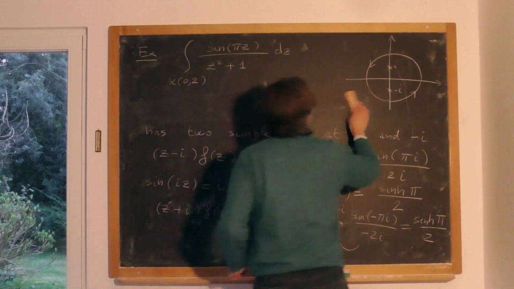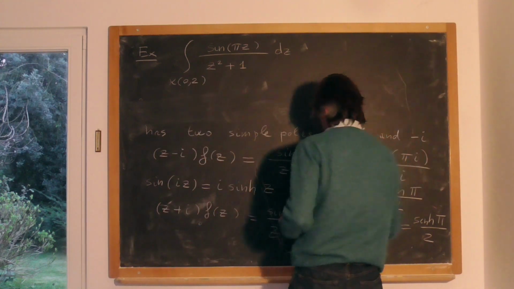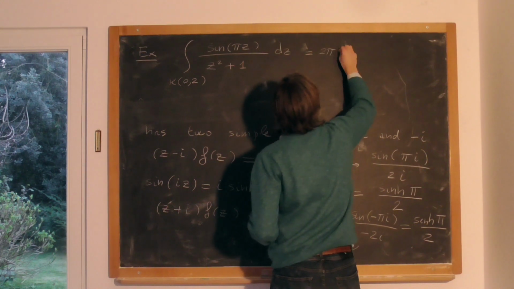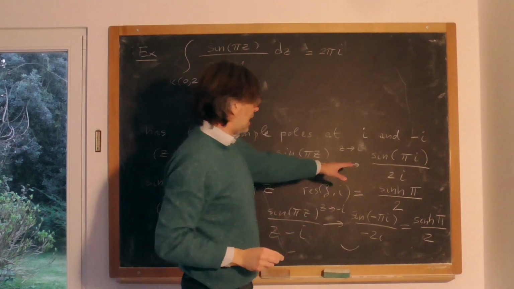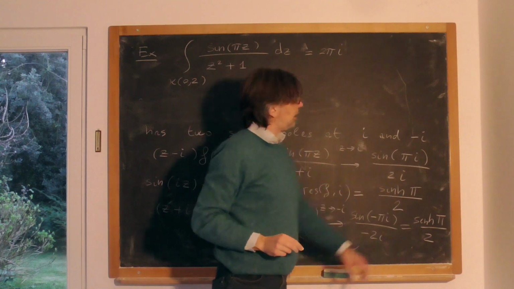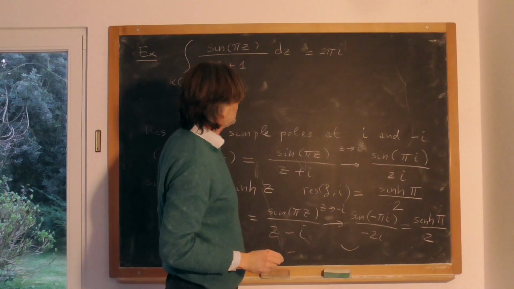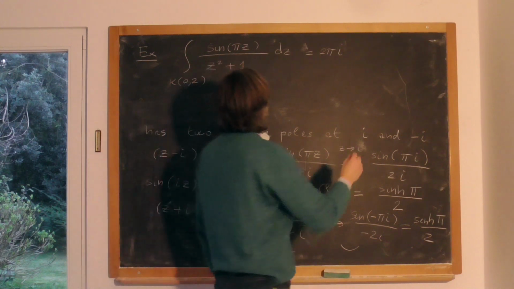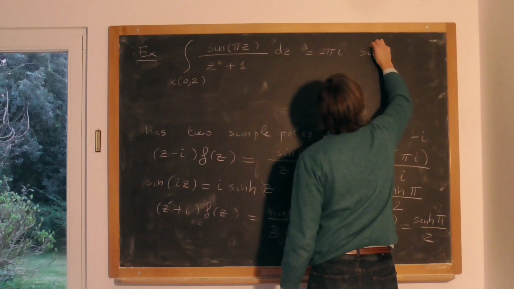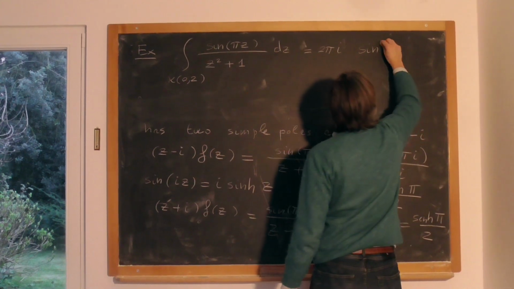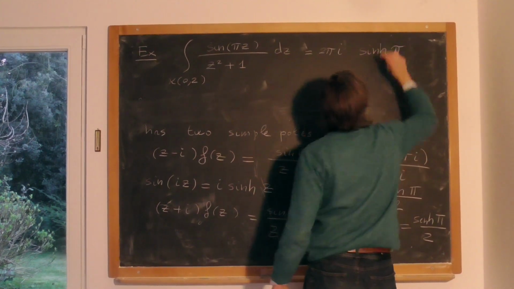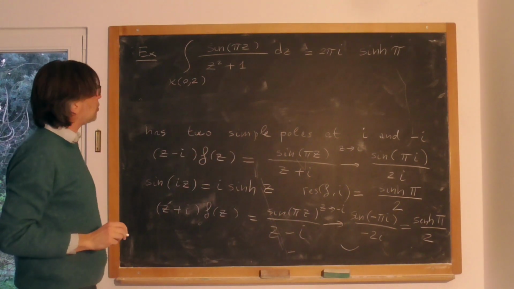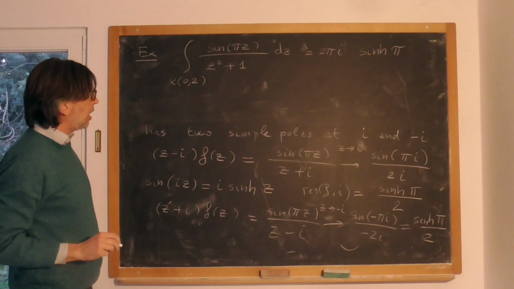the value of this integral is 2 pi i times the sum of the two results, so times sinh of pi. We obtain this formula. Okay.